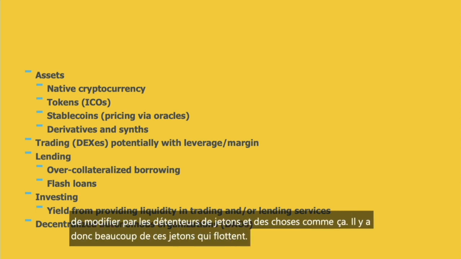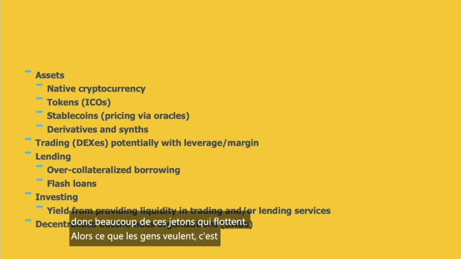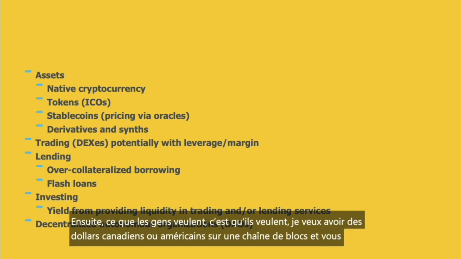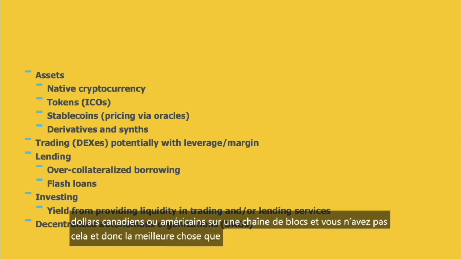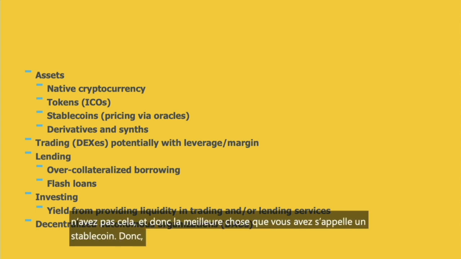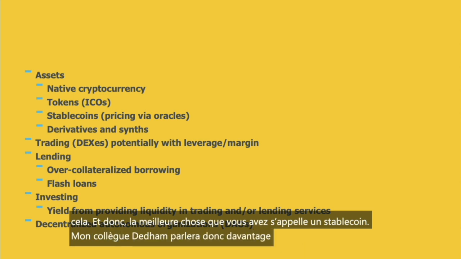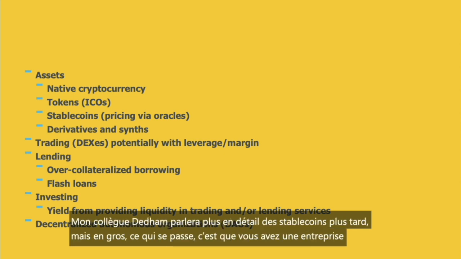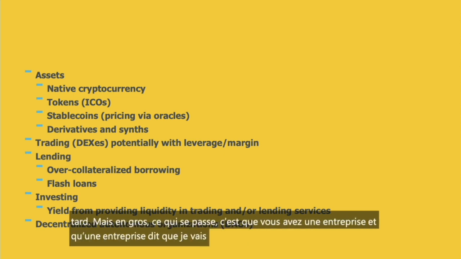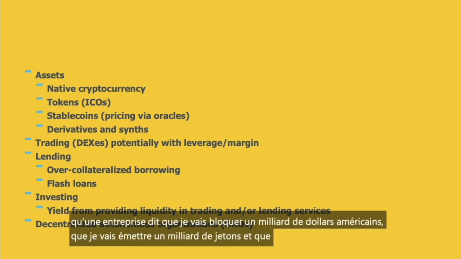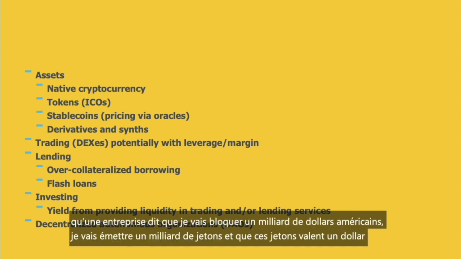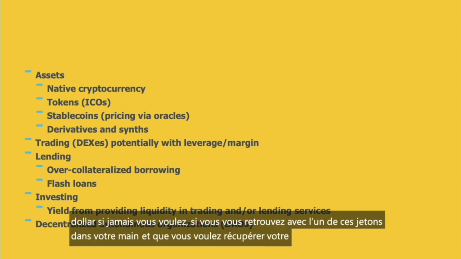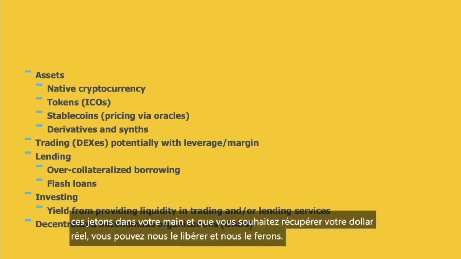Then what people want is Canadian dollars or US dollars on a blockchain, and you don't have that. The next best thing is called a stablecoin. My colleague Didem will talk more about stablecoins later. But basically, a company says, I'm going to lock up $1 billion US dollars and issue 1 billion tokens, and these tokens are worth $1. If you end up with one of these tokens in your hand and you want your actual dollar back, you can release it to us and we'll send you the actual dollar into your bank account.